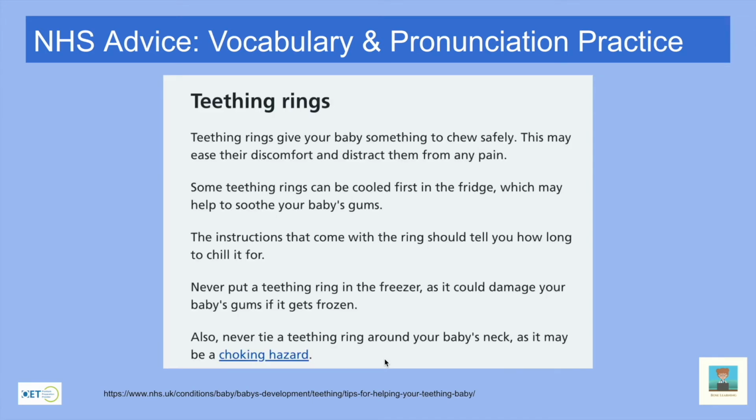And what advice can you give them? Well, you could advise the parent to buy a teething ring. Teething ring. And that's that kind of ring that the baby can chew on safely. And it might ease their discomfort and distract them. These rings can be cooled in the fridge because it has a nice cooling effect to soothe the baby's gums, and there'll be instructions which tell the parent what to do.